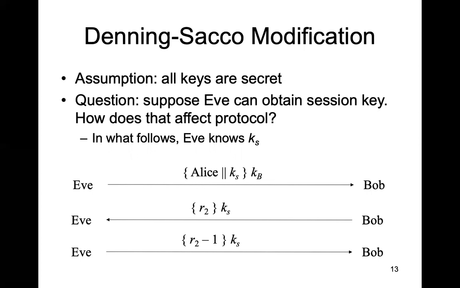One of these modifications is called the Denning-Sacco modification. What the modification addresses is the fact that the original protocol assumed that all the keys are secret. Let us ask ourselves a question. Supposing Alice were to obtain some old session key, and this might be possible because of brute force attacks, if the key space is small, maybe session keys are smaller.